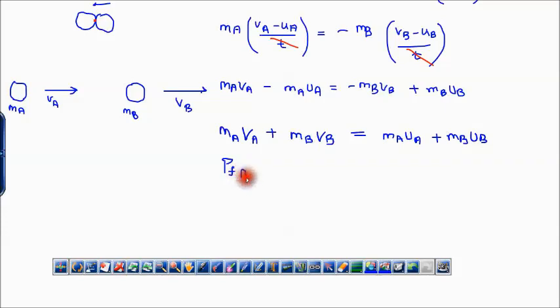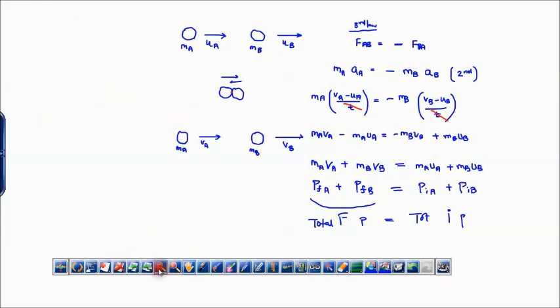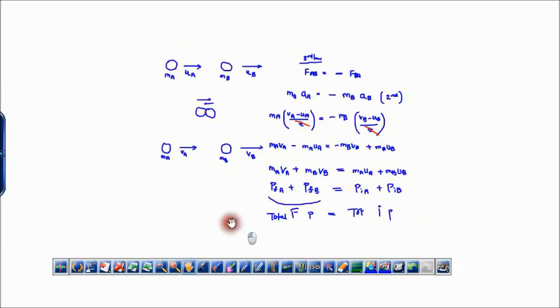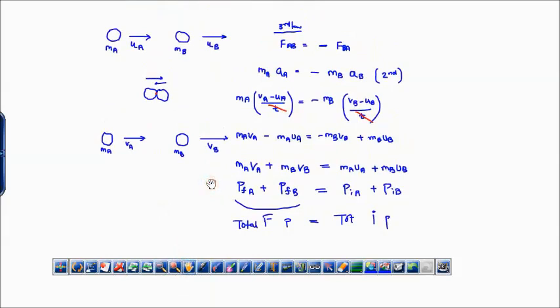फाइनल मोमेंटम ऑफ A प्लस फाइनल मोमेंटम ऑफ B, जो हमने पहले ही देखा था, इज इक्वल टू इनिशियल मोमेंटम ऑफ A प्लस इनिशियल मोमेंटम ऑफ B. मतलब टोटल फाइनल मोमेंटम इज इक्वल टू टोटल initial momentum, and this is called the law of conservation of momentum. Total final momentum and total initial momentum of any two objects is same. तो कोई भी टकराने के पहले और टकराने के बाद मोमेंटम सेम रहता है.